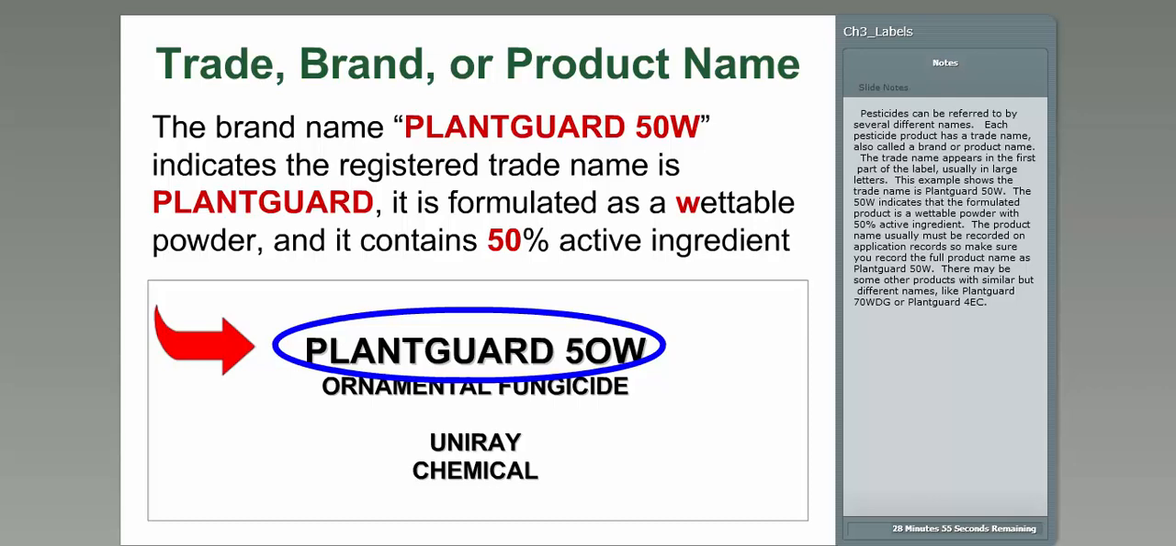The product name usually must be recorded on application records, so make sure you record the full product name as PlantGuard 50W. There may be some other products with similar but different names, like PlantGuard 70WDG or PlantGuard 4EC.